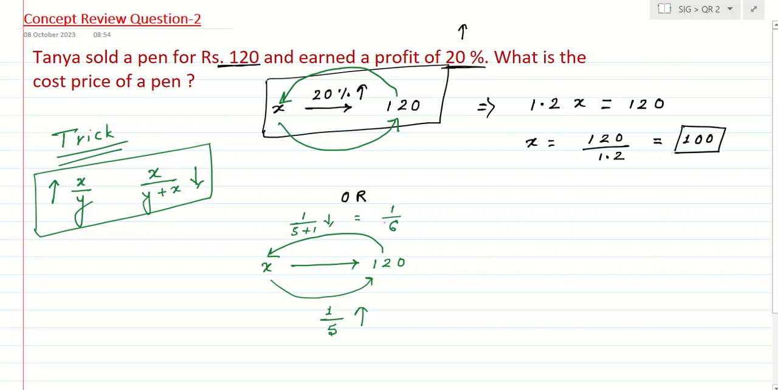1 by 6 of what? 1 by 6 of the original value. While decreasing, what is my original value? 120. While increasing, what was my original value? x. Right? So decreasing 1 by 6, so 1 by 6 of 120. How much am I decreasing here, everybody? 20 rupees. Right? So minus 20. So 120 minus 20, I'll get my answer, that is x equals 100.